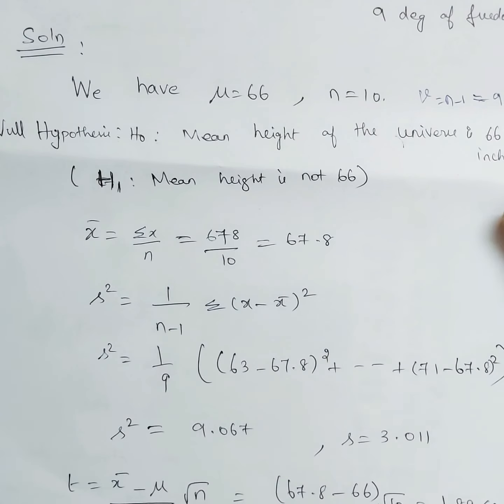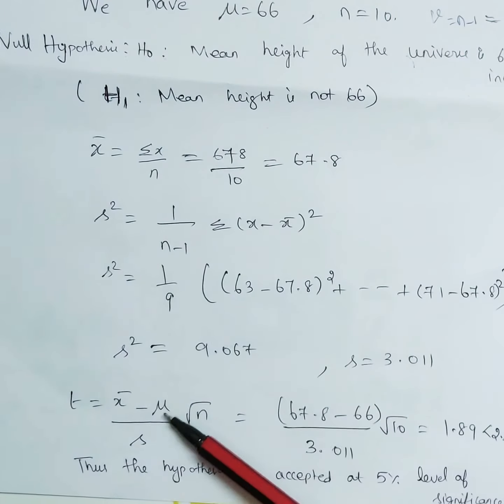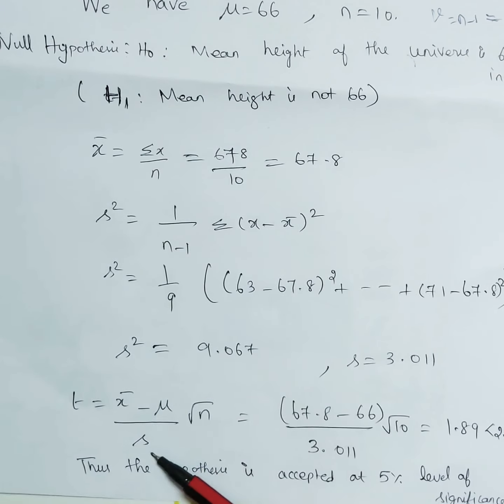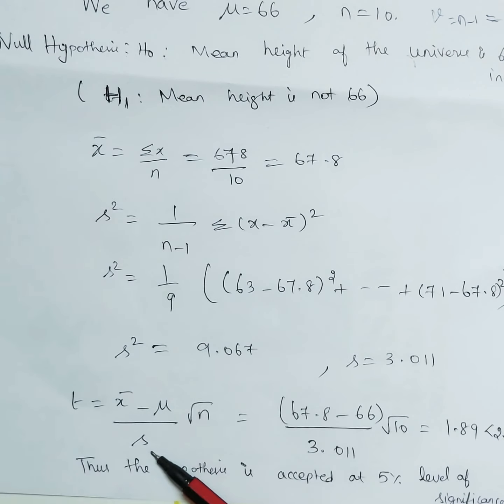So when I gave the formula, I directly gave you T is equal to x bar minus mu by S into root n, correct? So we have to find this S. In some questions they will give it. Here we have to find S. What is the formula for S? The standard deviation they will give like this.